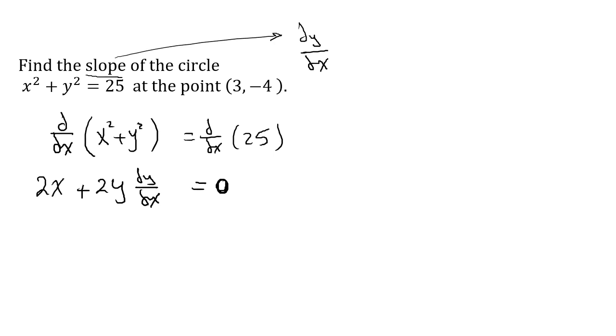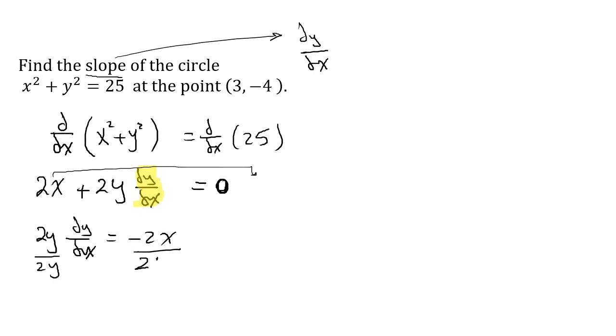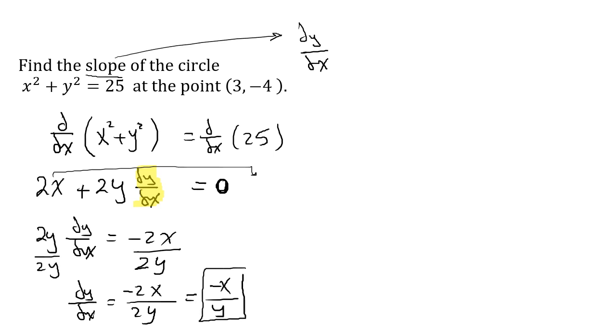So let's rearrange the equation to be written in the form of dy by dx is equal. So dy by dx multiplied by 2y is equal negative 2x after moving 2x to the other side, or subtracting 2x from both sides. Then I will divide both terms by 2y, so dy by dx is equal negative 2x divided by 2y, which is equal to negative x over y. So the value of the slope is negative x over y.